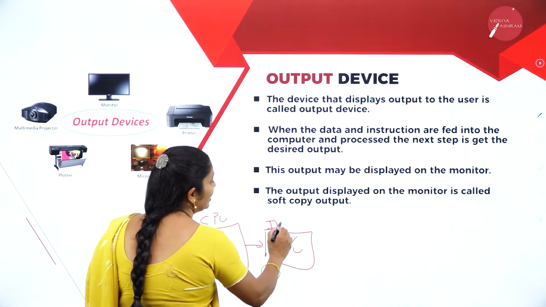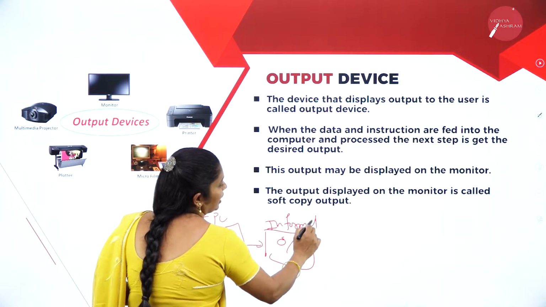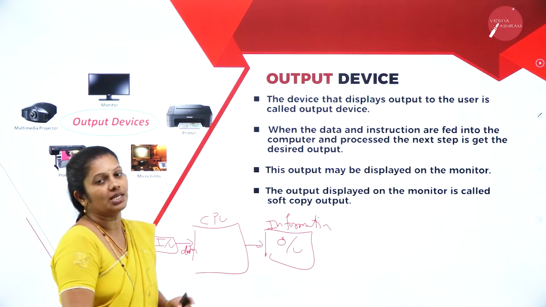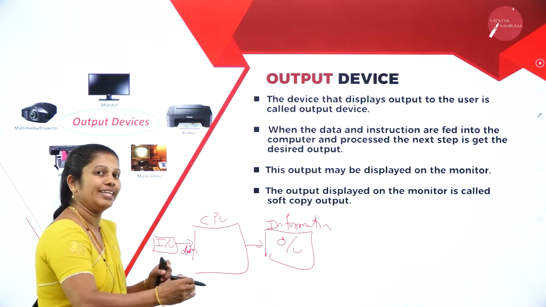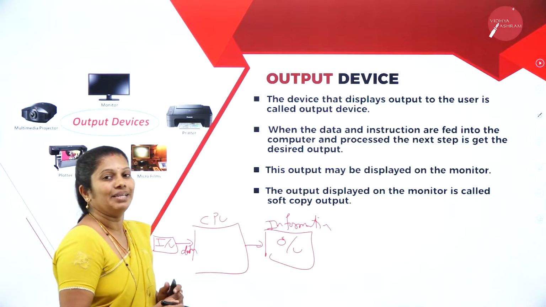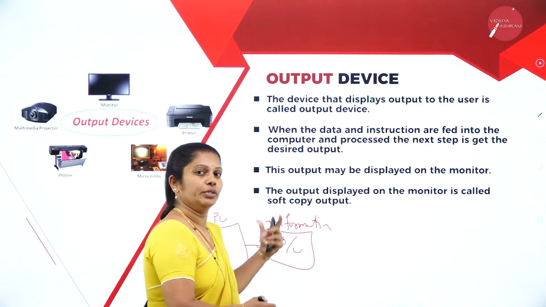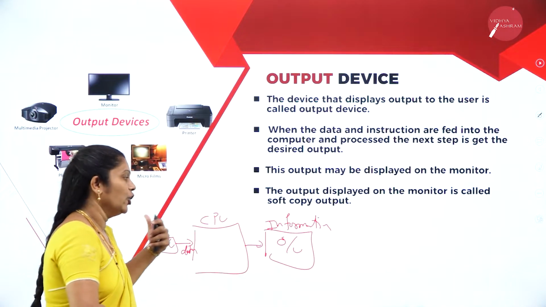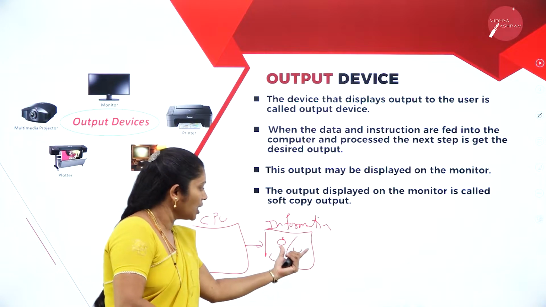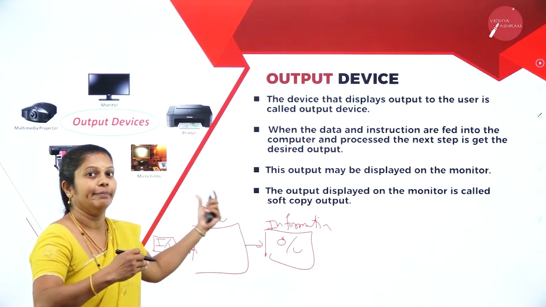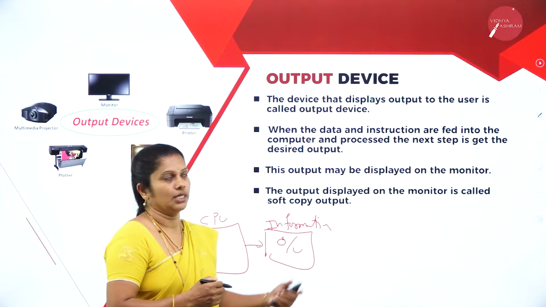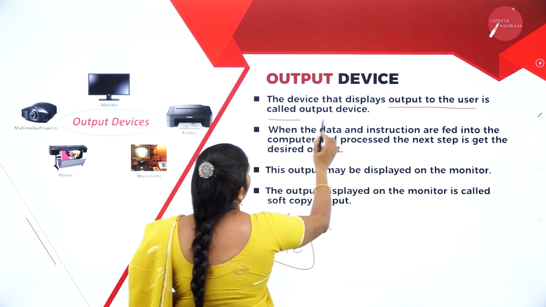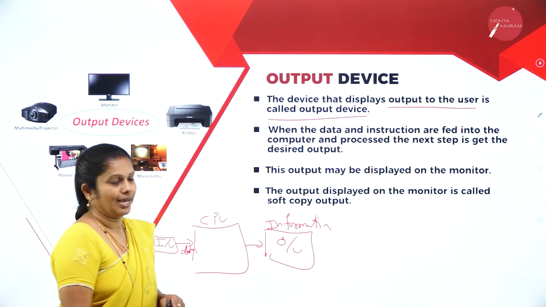The result is nothing but information. We can get information from the system with the help of the output unit or output devices. It acts like a mediator between computer and user. The input unit acts like a mediator between user and computer, whereas the output unit acts like a mediator between computer and user. The device that displays output to the user is called an output device.